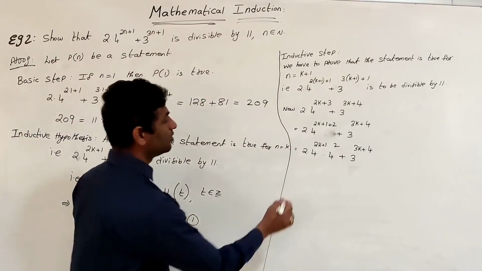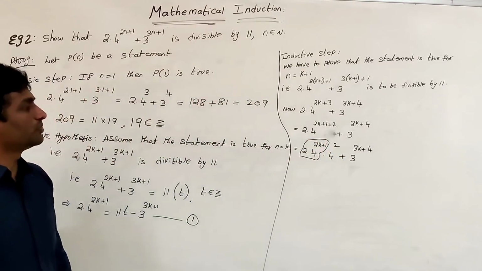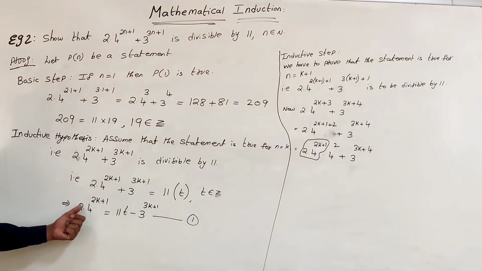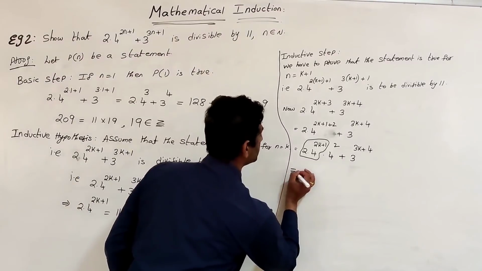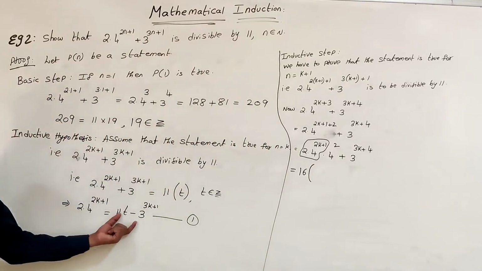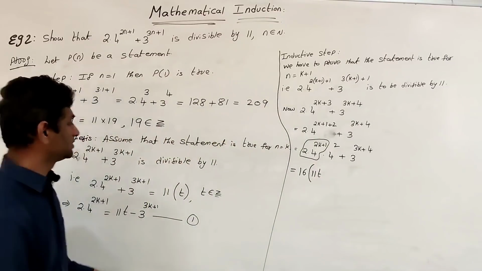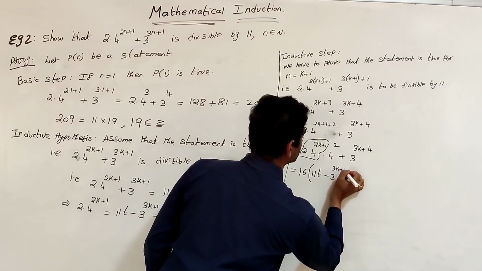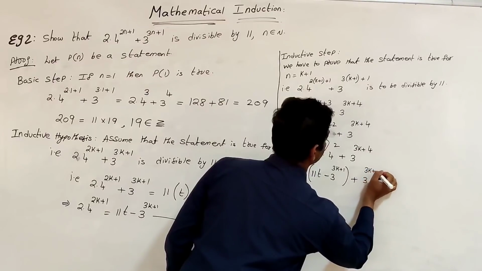But what is the value of 2 into 4 to the power of 2k plus 1? By using the inductive hypothesis, 2 into 4 to the power of 2k plus 1 can be replaced with this. That is 4 square, it is 16 times. We can replace with 11t minus 3 to the power of 3k plus 1, plus 3 to the power of 3k plus 4.